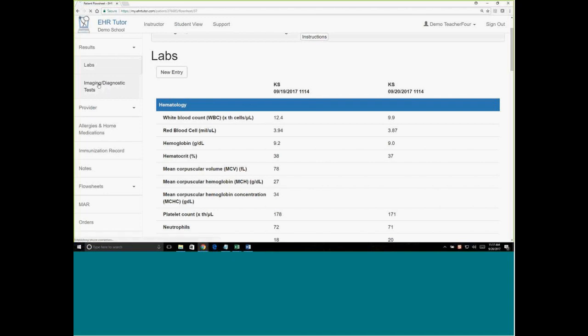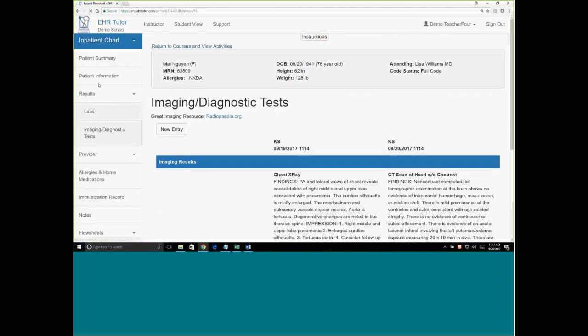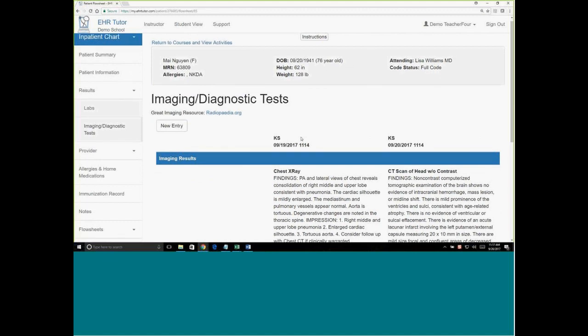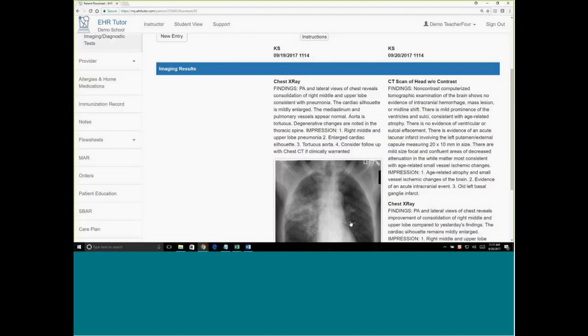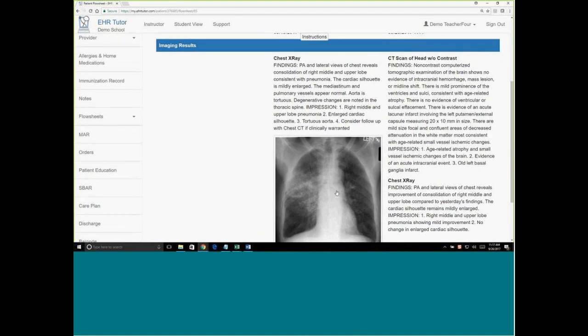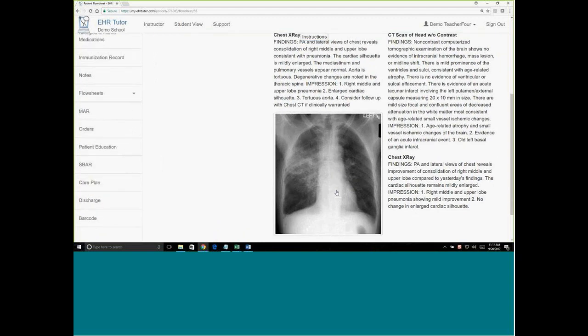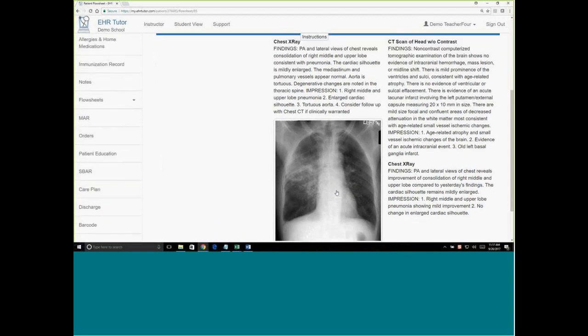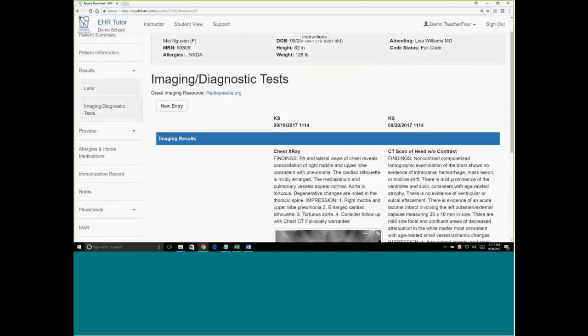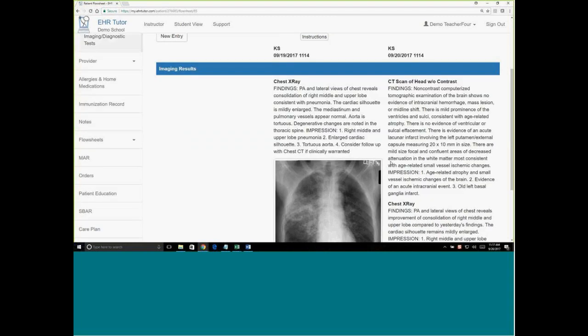One of the things that I think is very nice is that when we're looking at the chart, if we go to the imaging results, you can even upload pictures. And here we can see the findings of the x-ray, and we can actually view the x-ray that was done. So instructors have the ability to upload images for students to see within a charting format. This was a chart, like I said, that was built from F.A. Davis, and they did provide that information. It has a great look to it.